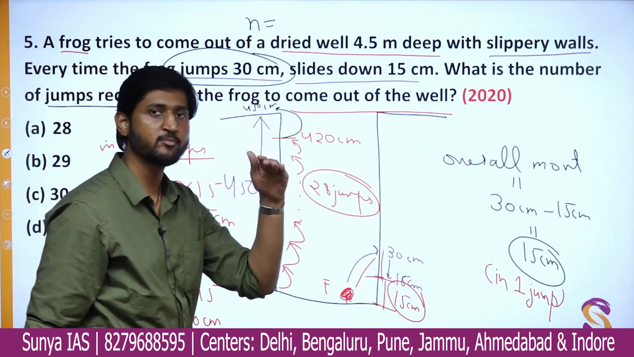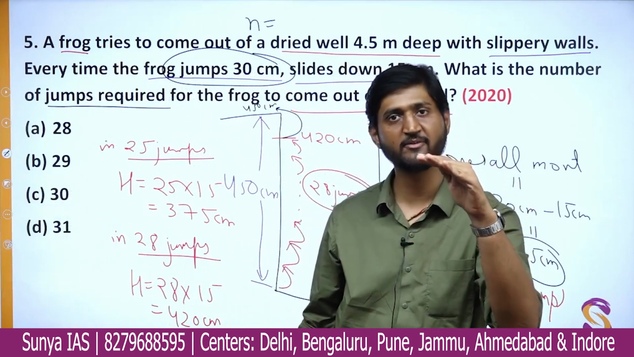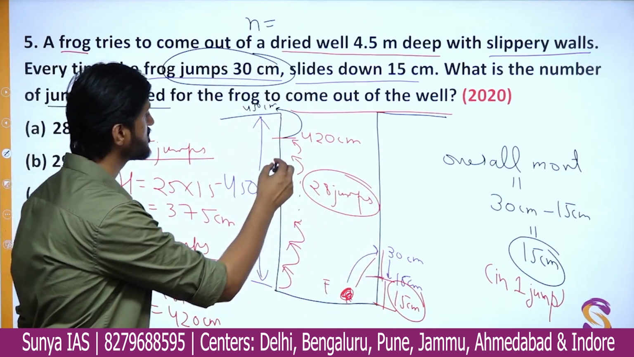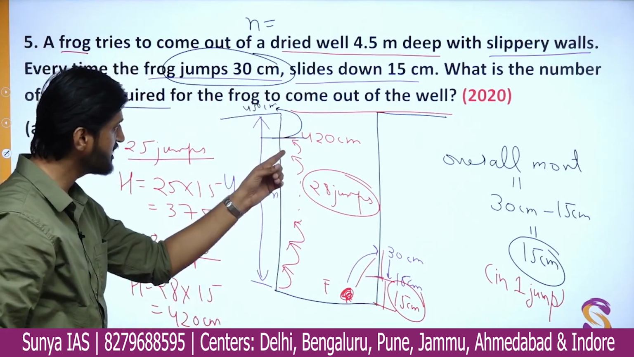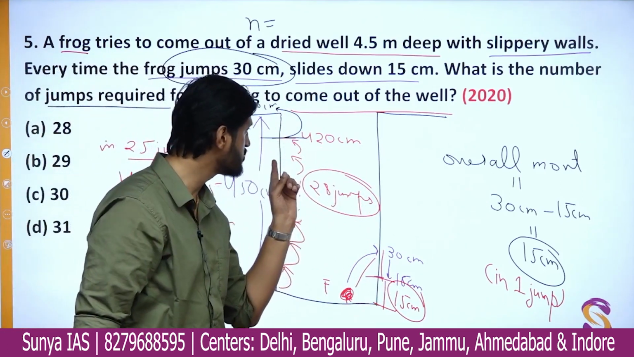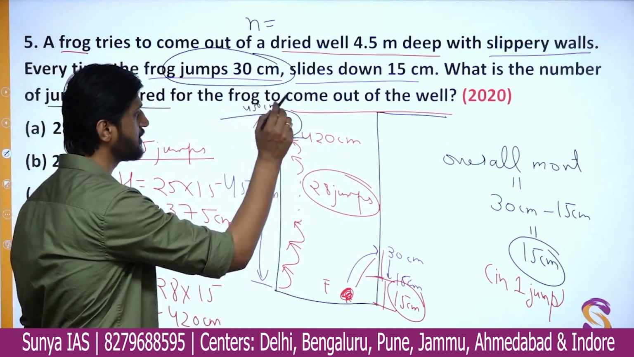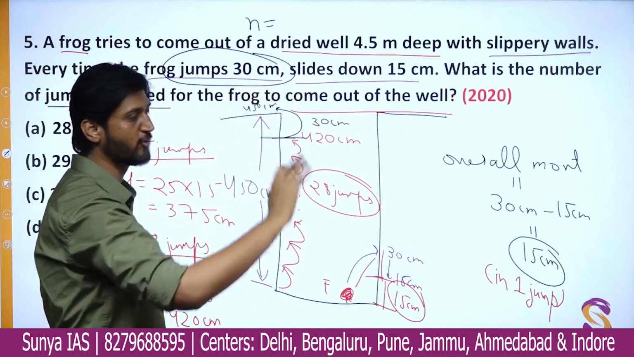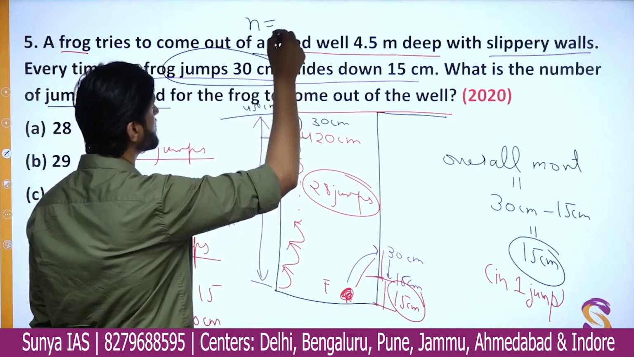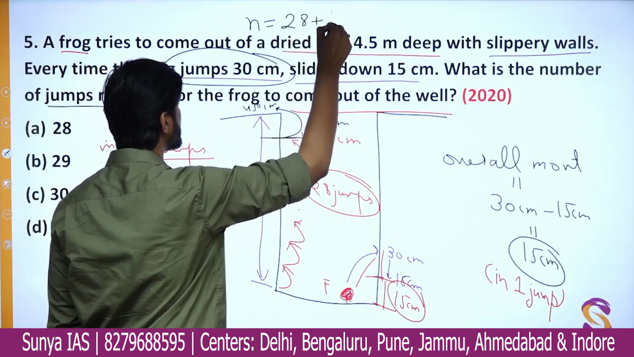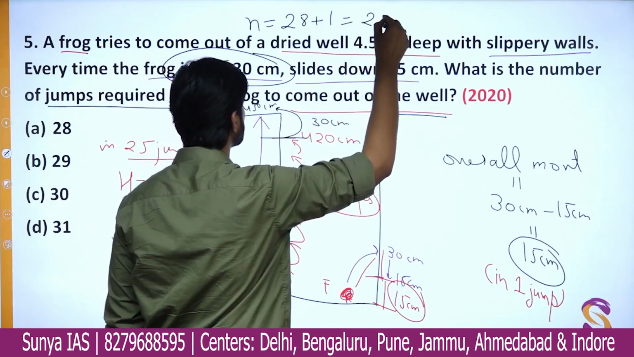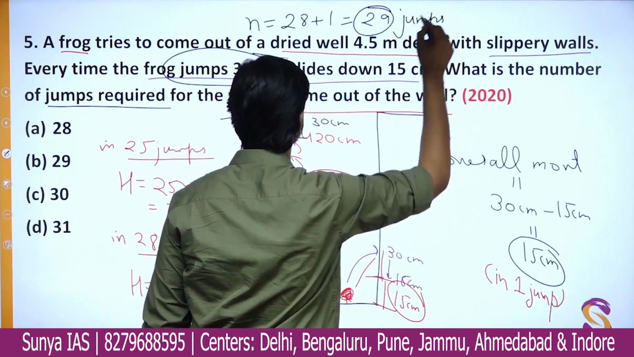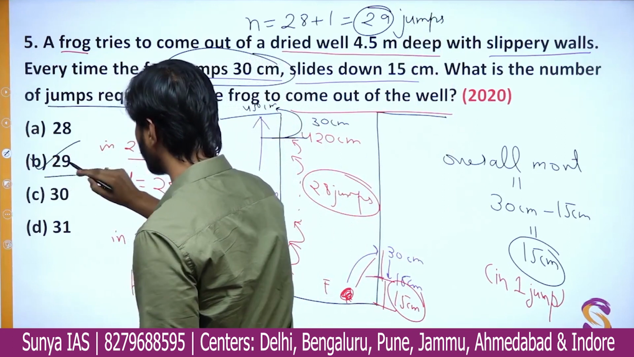In each of the 28 jumps he will go up 30 and slide down by 15. So net displacement is 15. So overall in 28 jumps he reaches a height of 420. But as he reaches a height of 420, he will make just one jump and cross this 450 barrier with a leap of 30 centimeter and he will be out of the well. Okay. So we have the total number of jumps as 28 plus 1, in this final jump he will be out. So a total of 29 jumps will be required to get out of the well. So we have option number B as 29.